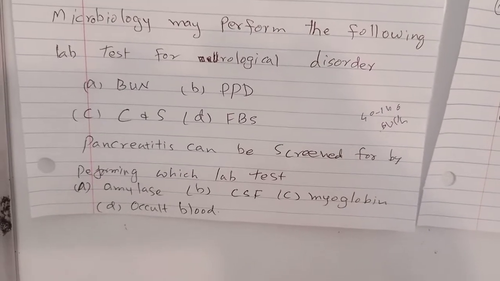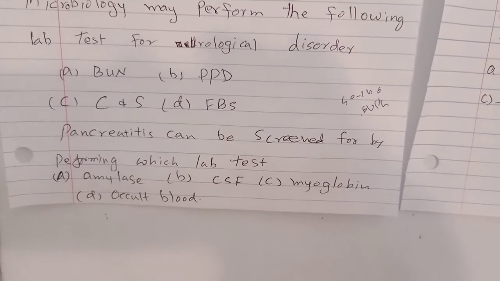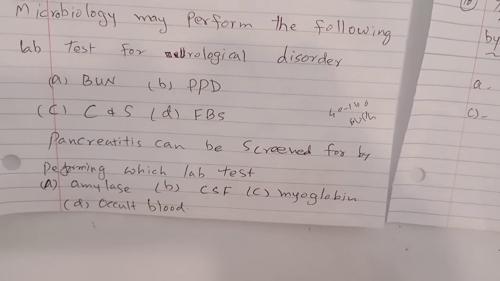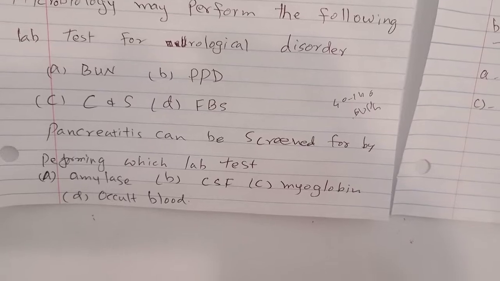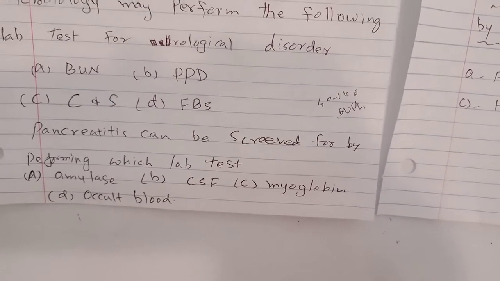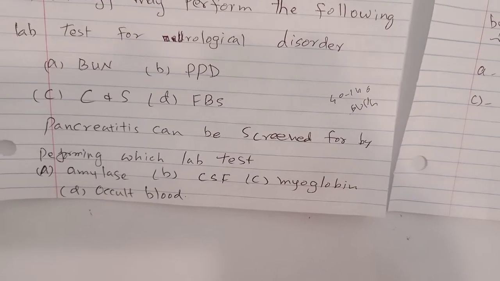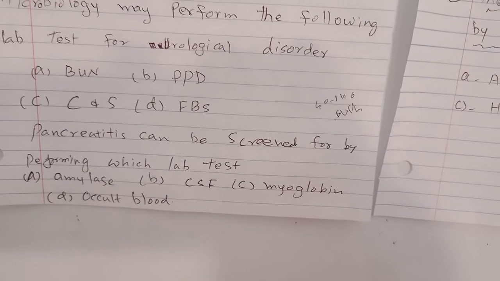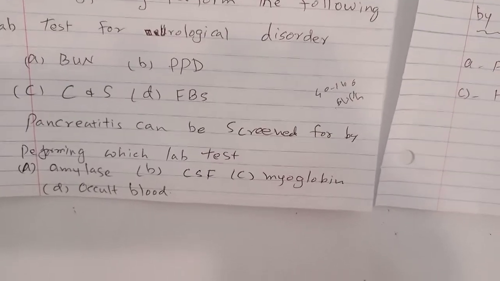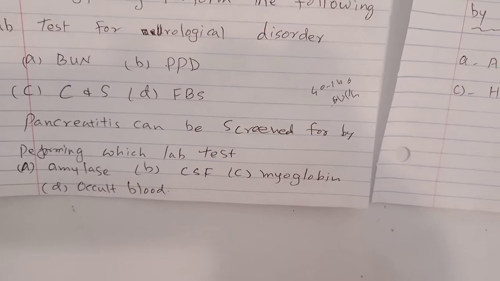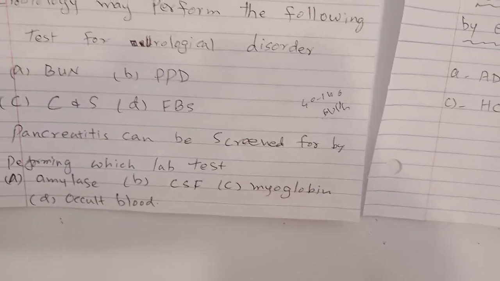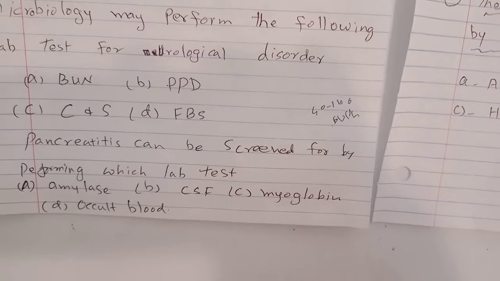Next question: pancreatitis can be screened for by performing which lab test? The options are A, amylase; B, CSF, cerebrospinal fluid; C, myoglobin; and D, occult blood. The answer is A. 40% of the amylase is produced by the pancreas and 60% by the salivary glands. And amylase, we know, digests carbohydrate.